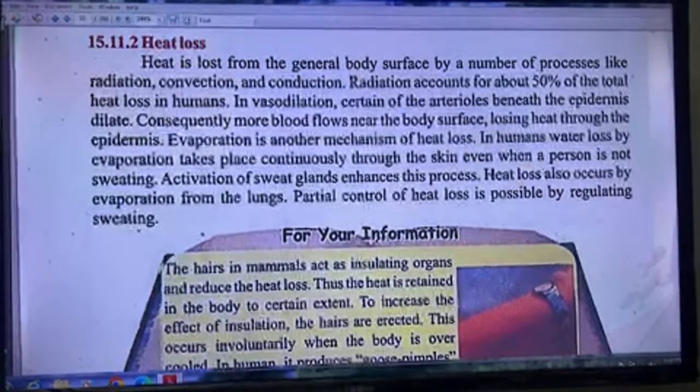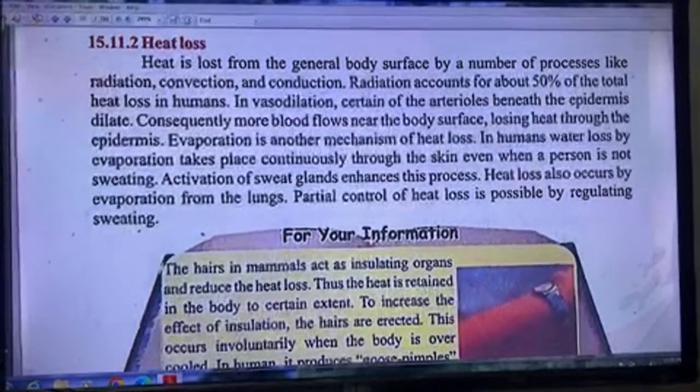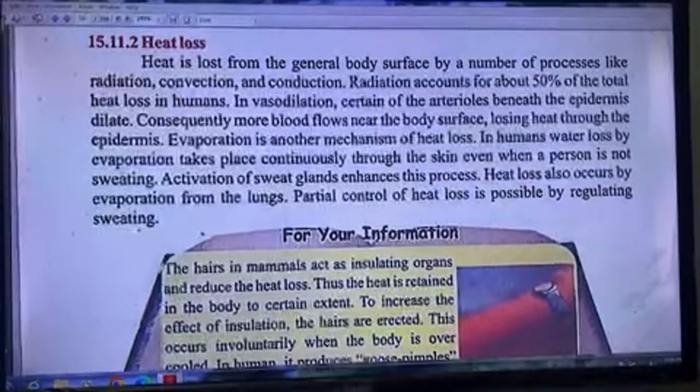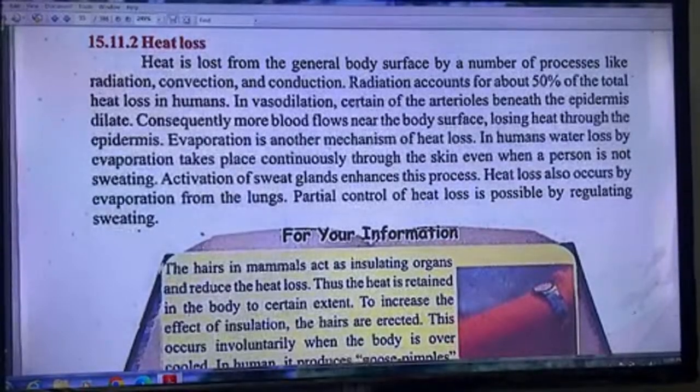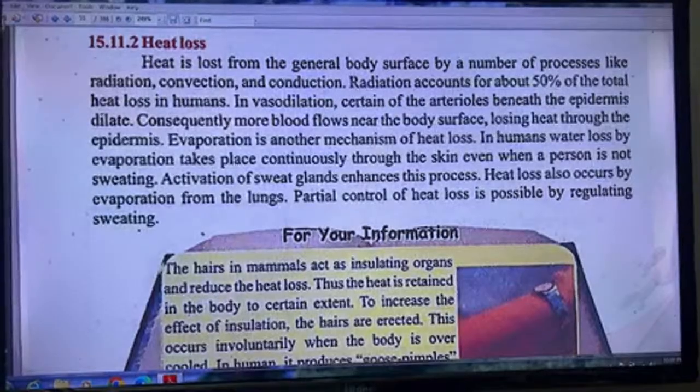Evaporation is another mechanism of heat loss in humans. Water loss by evaporation takes place continuously through the skin even when a person is not sweating. Activation of sweat glands enhances this process. Heat loss also occurs by evaporation from the lungs. Partial control of heat loss is possible by regulating sweating.